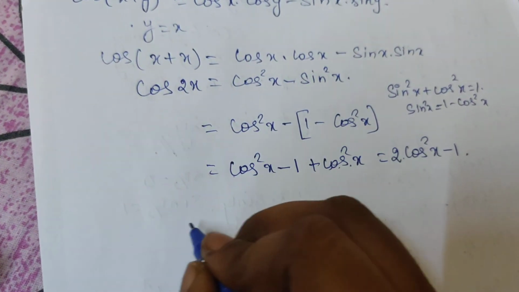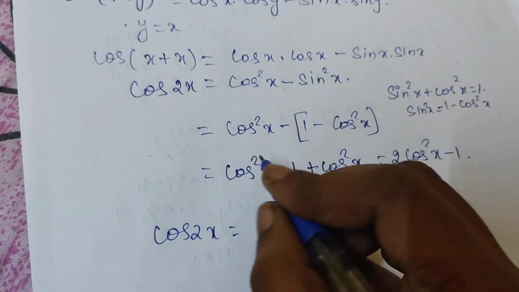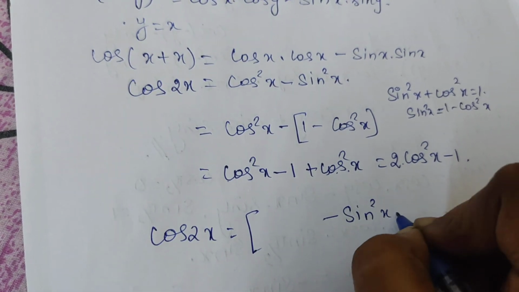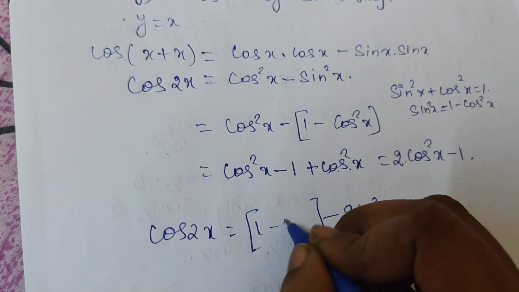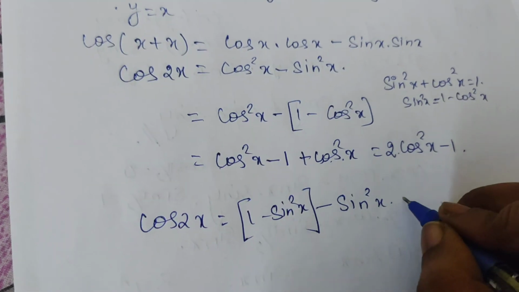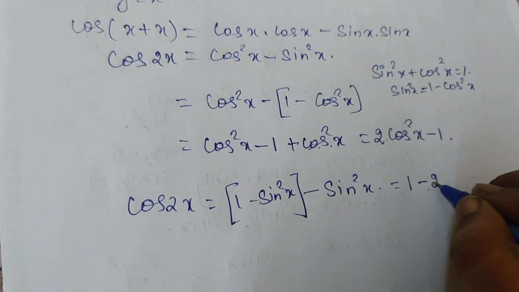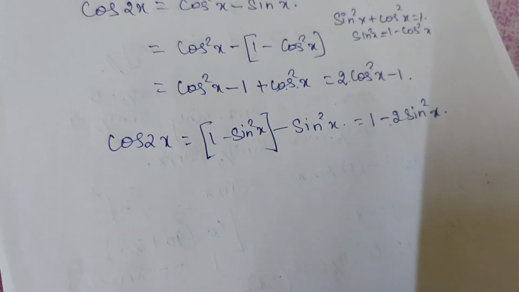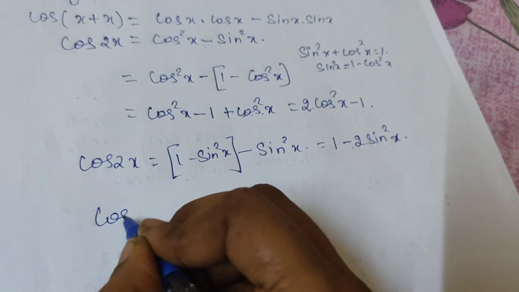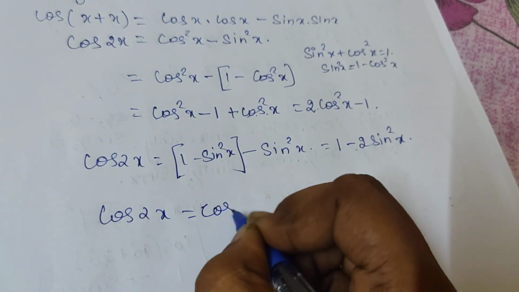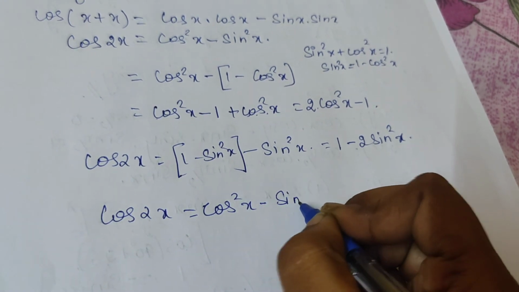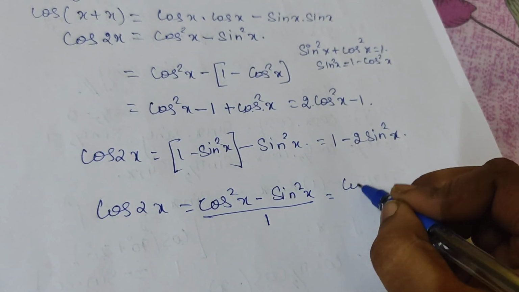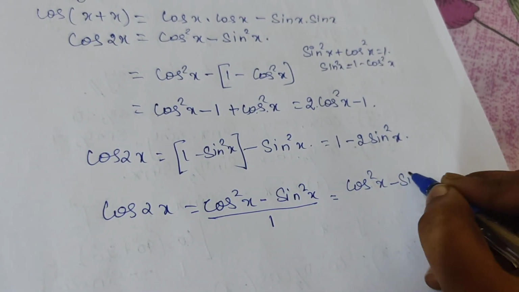And we can rewrite this as cos 2x is equal to, we have minus sin square x. Cos square x can be replaced by 1 minus sin square x. So we will get 1 minus 2 sin square x. Fine. And in the cos 2x equal to cos square x minus sin square x, where we have the denominator as 1, so that 1 can be replaced by cos square x plus sin square x.